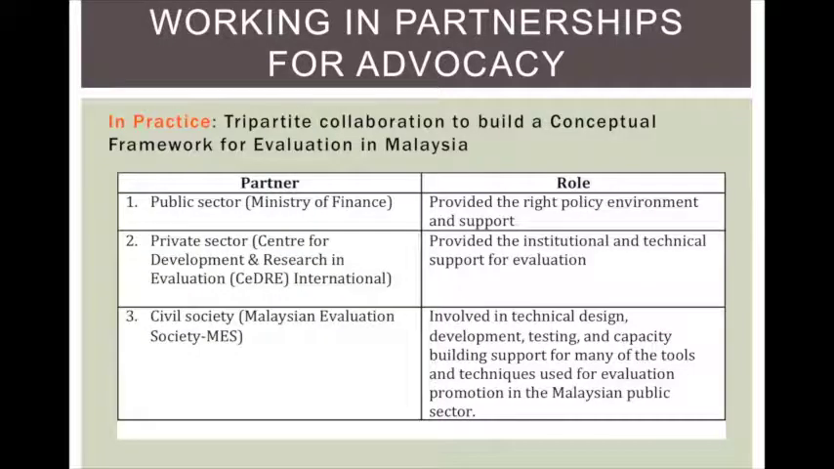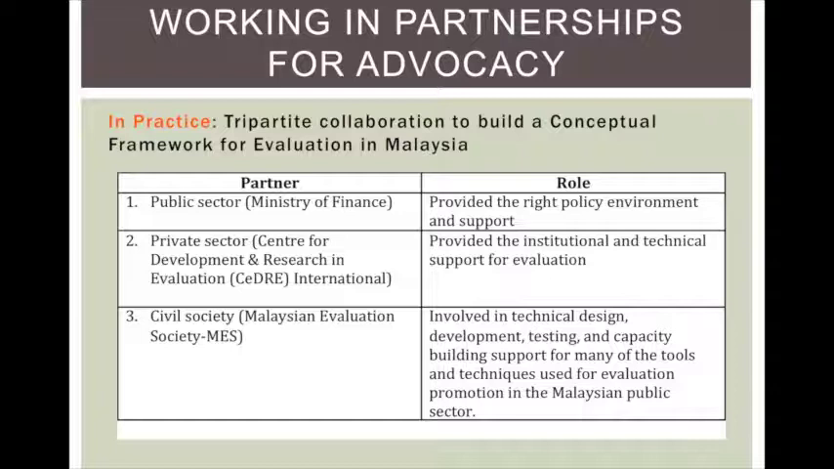An example of that, I promised you we would return to Malaysia, and here we are. An example of an impressive tripartite collaboration has happened in Malaysia. Their goal has been to build a conceptual framework for evaluation that is more inclusive. And in their case, it includes the public sector, the Ministry of Finance, the private sector through an organization called Center for Development and Research in Evaluation International, and civil society, the Malaysian Evaluation Society.